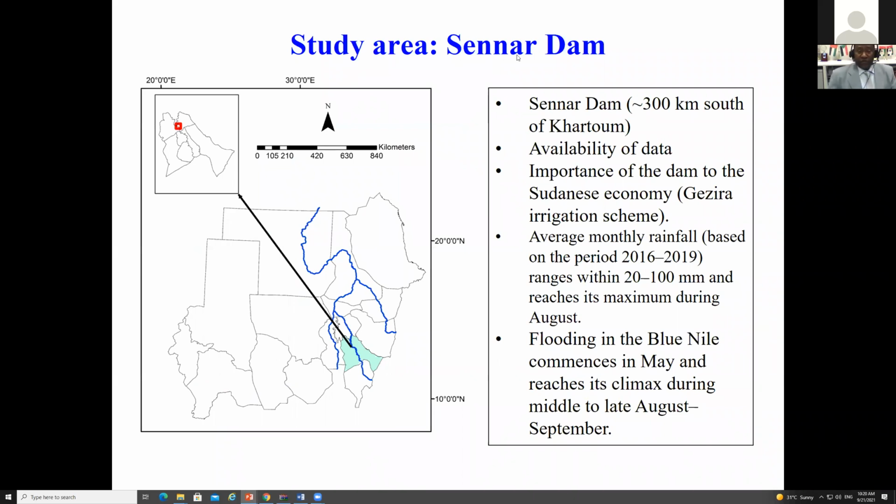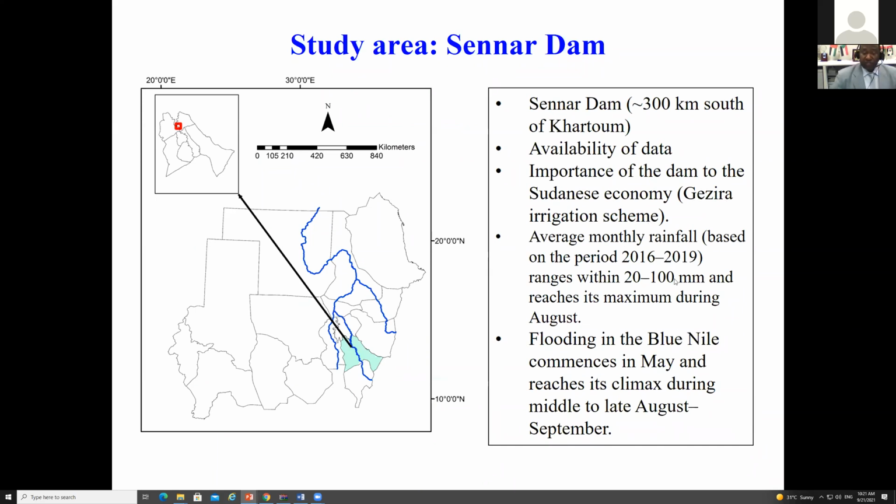Our study area is just near Sennar city. It is around 300 kilometers from Khartoum, the capital. Why did I choose this? Because of the availability of data, and also because of the importance of the dam. There is a dam here, called Sennar Dam. It supplies water to the Gezira irrigation scheme, which is considered the biggest irrigation agricultural scheme in Sudan.